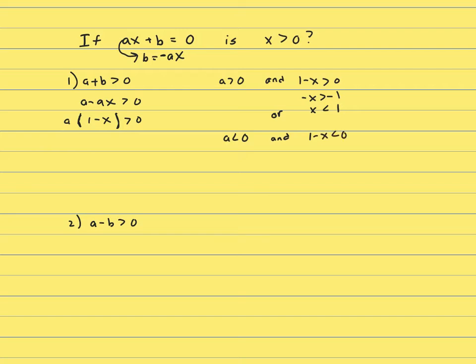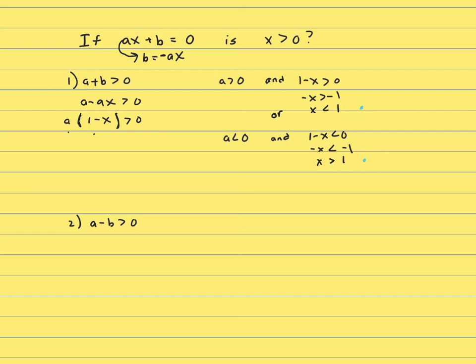would have to be less than 0, and that's negative x is less than negative 1, that's x is greater than 1. Because when you multiply two things together and it's going to be positive, they either have to both be positive or both be negative. All right, so sometimes x is less than 1. Sometimes x is greater than 1. So clue 1 doesn't work.